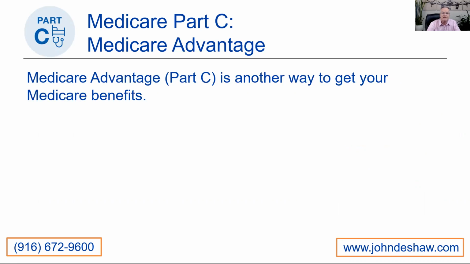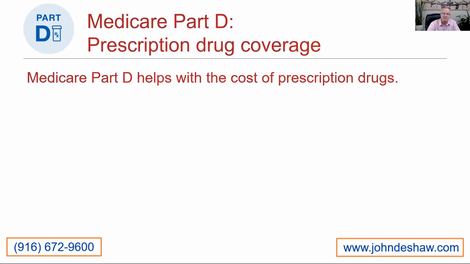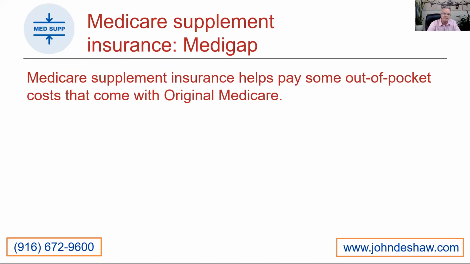Part C is Medicare Advantage. It's an alternative to original Medicare and offers another way to get your benefits. Part D is prescription drug coverage. An easy way to think about this is D for drugs. Now remember, drugs are not covered by original Medicare except in select circumstances. And Part D plans are available as a standalone plan or are most often included as a part of the benefits of Medicare Advantage plans, what's known as Part C.